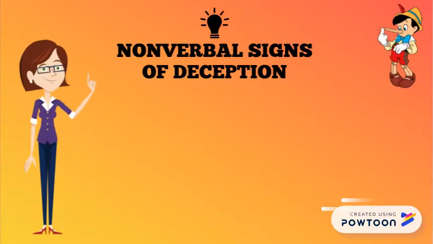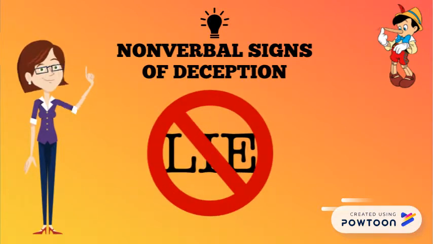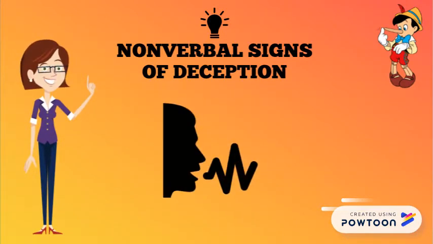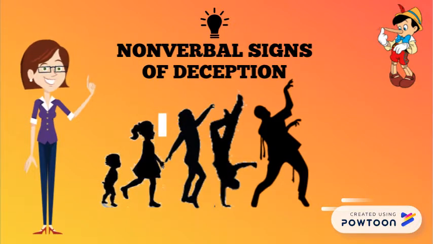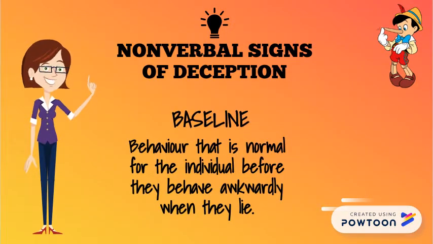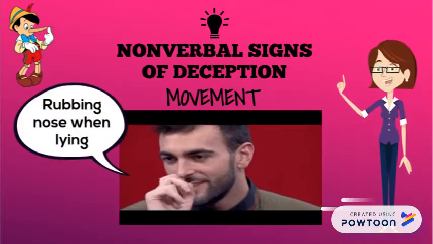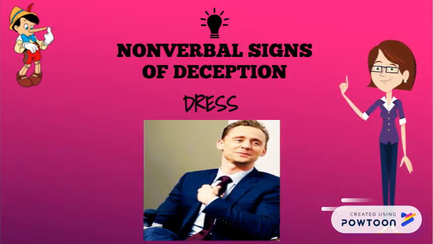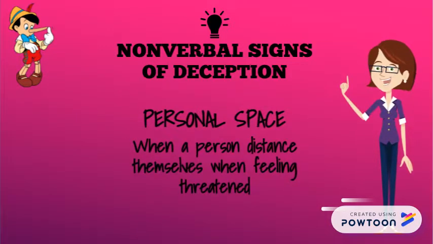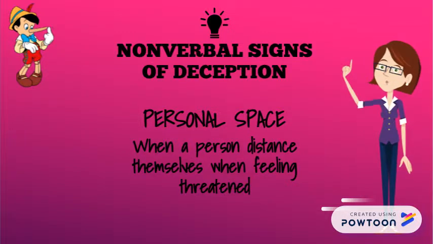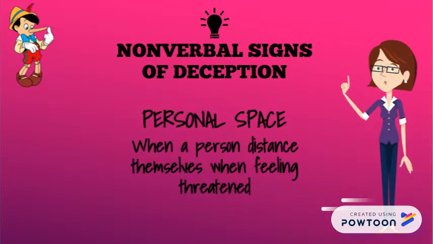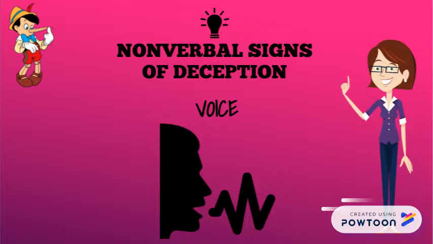We can focus on nonverbal cues to detect lies that are more difficult to control consciously, such as voice and movement. It can be shown through baseline, which is behavior that is normal for the individual before they behave awkwardly when they lie. By movement, such as covering the mouth when lying. By dress, such as moving the tie when feeling threatened. By personal space, when a person distances themselves when feeling threatened. And by voice, which is usually higher pitched when lying, and messages are more longer.